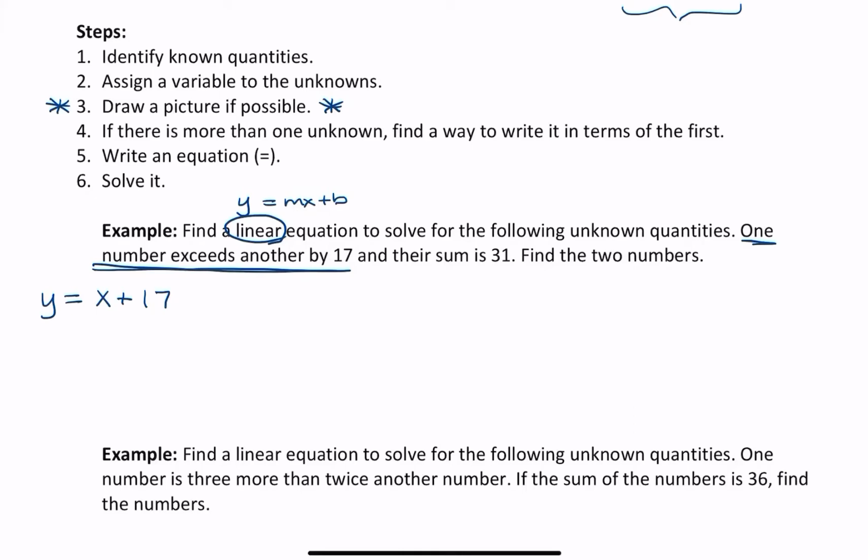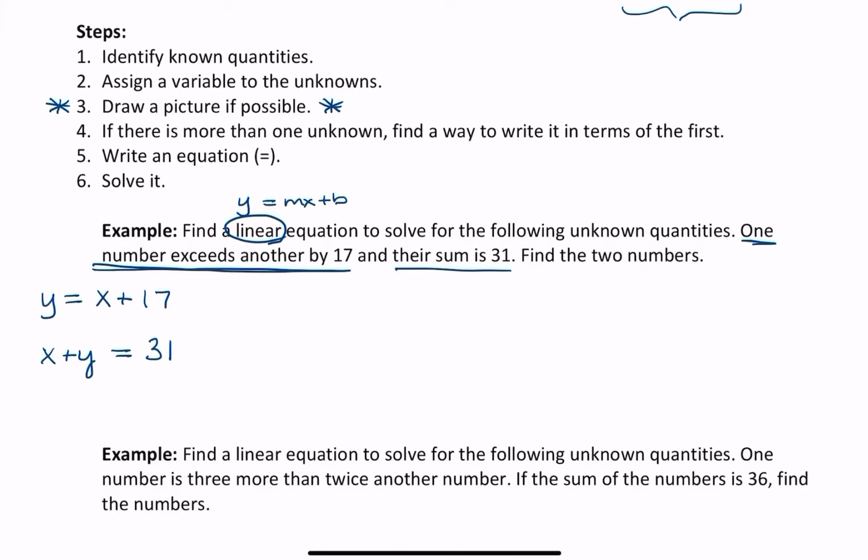So x exceeds y by 17. And then the second part is their sum is 31. So that tells me x plus y, my two variables, is equal to 31. So here I've got two equations. The first one uses two variables, but it's already in y equals.